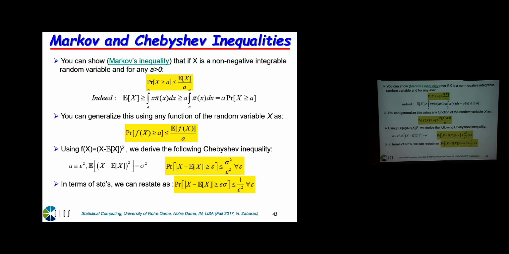The probability of x being away from what? From the mean of x by distance epsilon times the standard deviation is less than 1 over epsilon squared. So the probability of x being away from the mean by 2 times the standard deviation is less than 1/4. A universal formula regardless of the distribution. Okay?